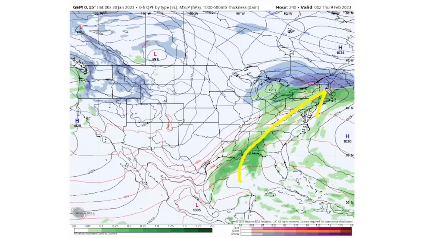We do follow this up with a southeast ridge and a lot of storminess following in with that southeast ridge, so that seems to be the trend on all three of these models in the long range.